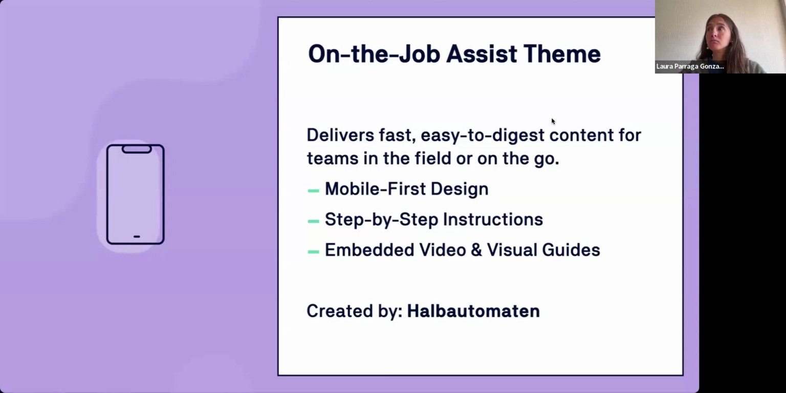hardware customers, hardware companies that create things with actual factory. So the on-the-job assist theme delivers fast, easy to digest content for teams that operate in the field or perform a job on the go. So it's really optimized for mobile access first, step-by-step guidance, video, image-based content, and ensures that users get to the right information wherever they need, and in a really quick way.